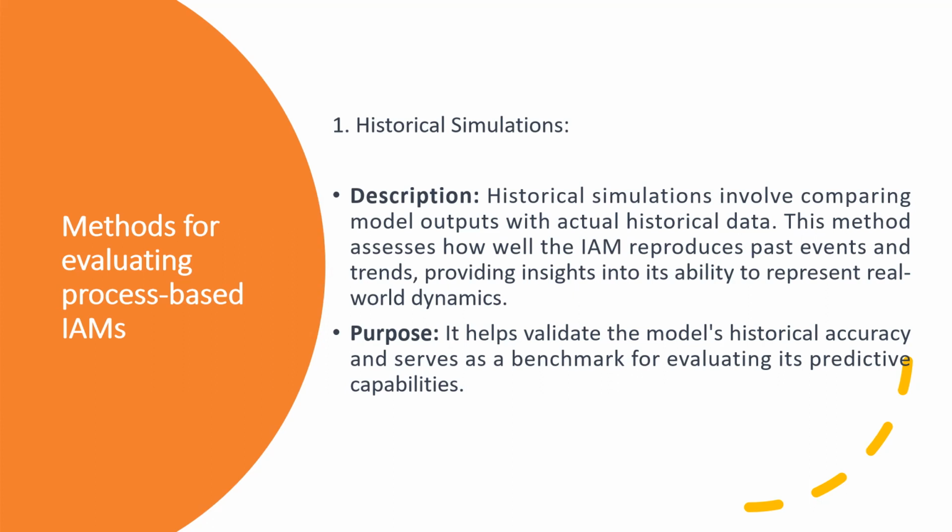If both are matching, then we can declare that the model is very accurate and gives accurate results. If in the comparison the predicted outputs and the actual outputs are different, not similar to the maximum extent, then we can declare that the model is not accurate and it should be trained with more datasets, or it should be trimmed with fewer parameters for the training. In the same way, this historical simulations method also works. And the purpose of using this method is that it helps validate the model's historical accuracy and serves as a benchmark for evaluating its predictive capabilities.